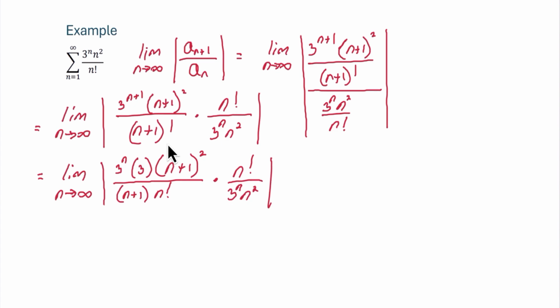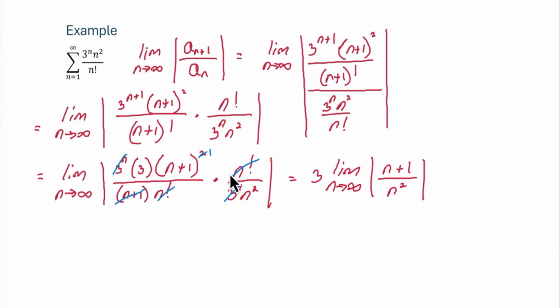From here we can reduce. Notice that we have n factorial in the numerator and denominator. That will go away. We also have 3 to the n in the top and the bottom. And we have n plus 1 in the top and the bottom. We can pull the constant 3 out front. We have 3 times the limit of n plus 1 divided by n squared.